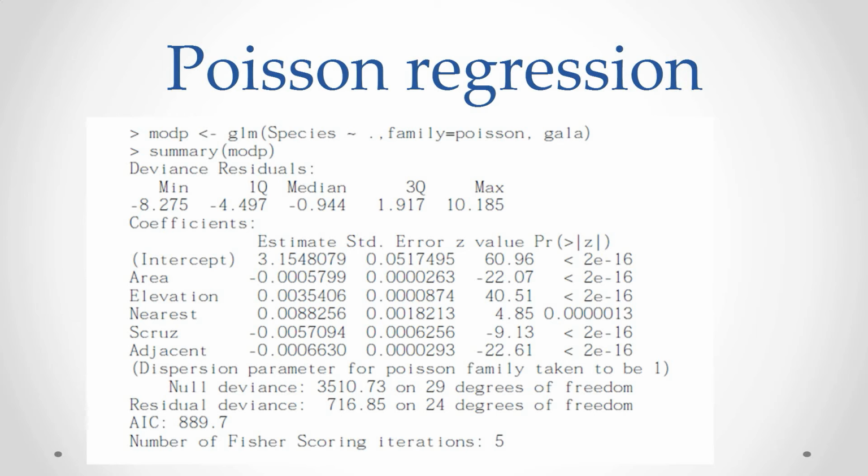So we can fit the Poisson regression model using the glm command in R. So mod P equals glm of species on all the other covariates with family equal to poisson will fit the canonical link, which is the log link. We can look at the results of the fit by using the summary command on the mod P object.